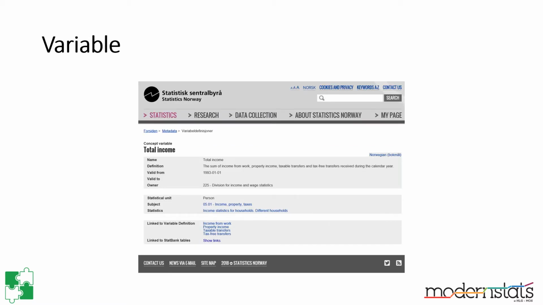This is an example from Statistics Norway. The name of the variable is total income, and the definition is the sum of income from work, property income, taxable transfers, and tax-free transfers received during a calendar year. And the unit type is person. The variable measures the income for the unit type person.